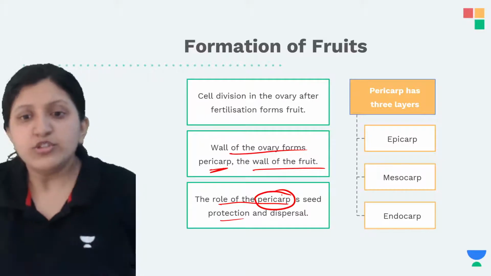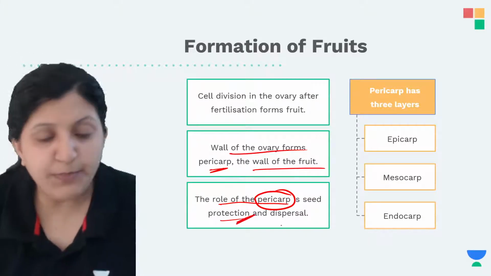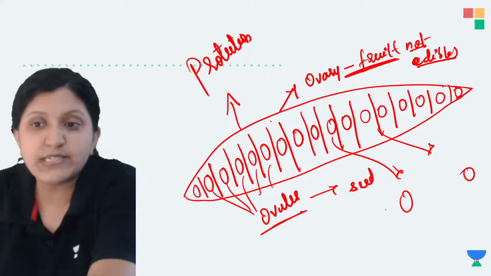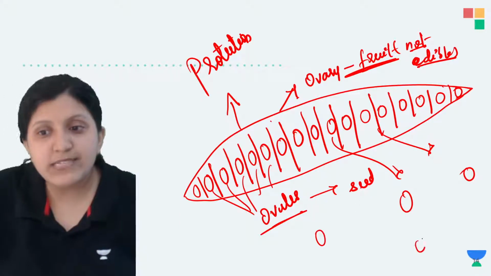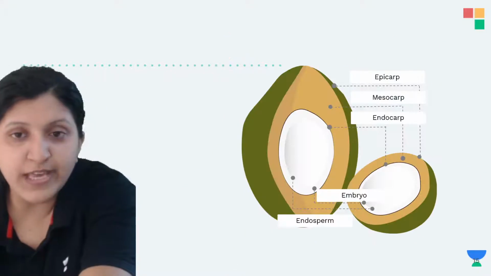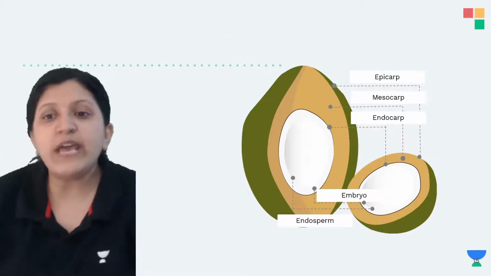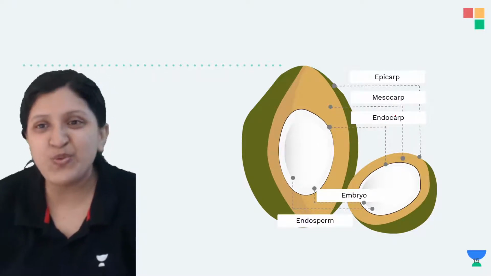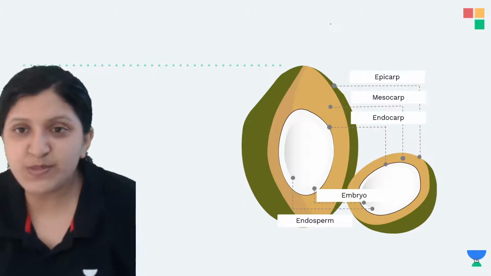So this is mainly there for protection as well as dispersal. So this is the dispersal, where they get dispersed and fall off, and again there is a continuity of their generation. So this is what I was talking about, the pericarp. That is with respect to the fruits.